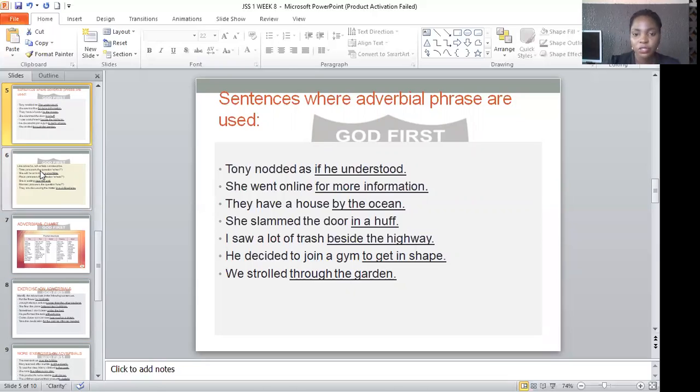She slammed the door in a huff. In a huff in the sentence is an adverbial. I saw a lot of trash beside the highway. Beside the highway in the sentence is an adverbial. He decided to join a gym to get in shape. To get in shape is an adverbial. We stroll through the garden. Through the garden is an adverbial.